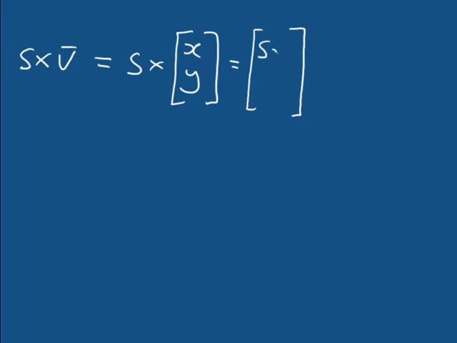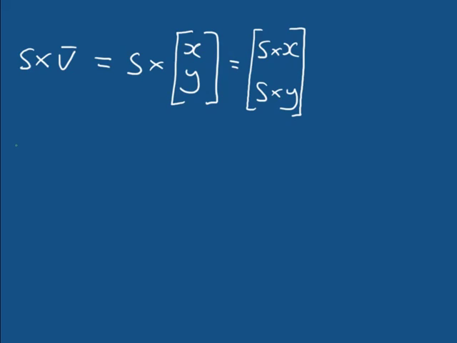So that is s times x. For the second component of the result, we're interested in the second component of our vector. So we take our scalar, multiply it by the second component of our vector, and that gives us the second component of our result, which is s times y. So it's really very simple. What we're doing is taking our scalar and multiplying it by each component in our vector to generate the corresponding component in our result.